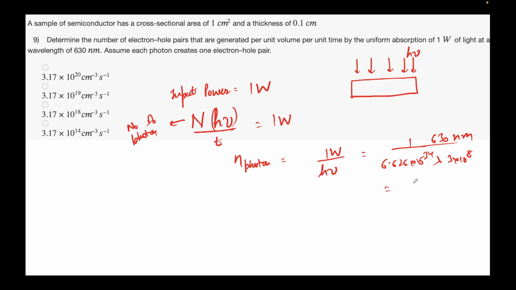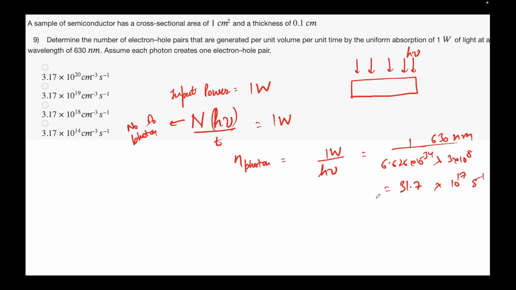So from this we can get the number of photons being generated. Let's just get the number first. This will come out to be 630 divided by 6.626 divided by 3, which is 31.7. Nanometers gives minus 9 and minus 8 gives minus 17, and this turns out to be plus 17. So the number of photons is 31.7 into 10 to the power 17 per second. Second inverse, please remember that.